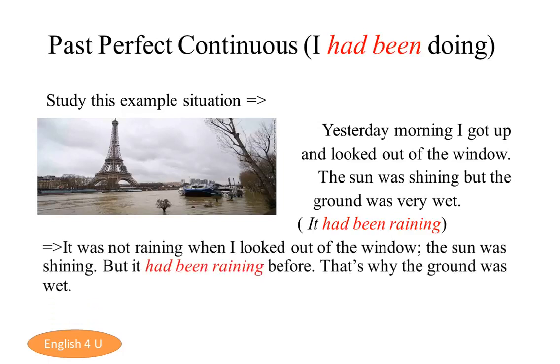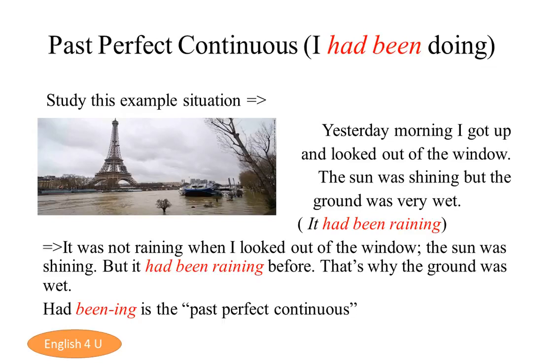It was not raining when I looked out of the window. The sun was shining, but it had been raining before. That is why the ground was wet. Had been and ing is the past perfect continuous. Dear everyone, you have to know that.